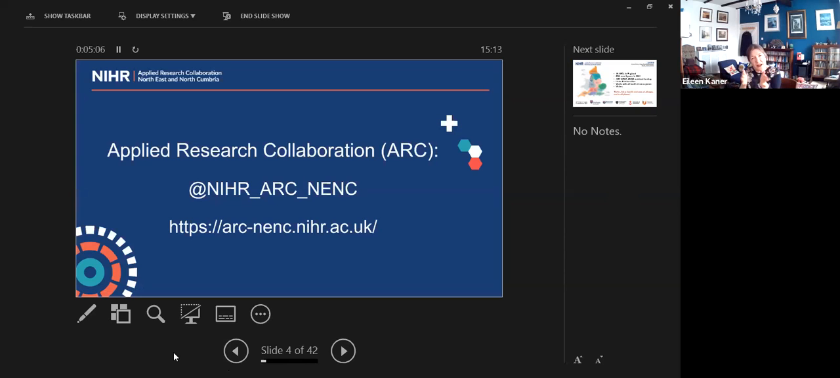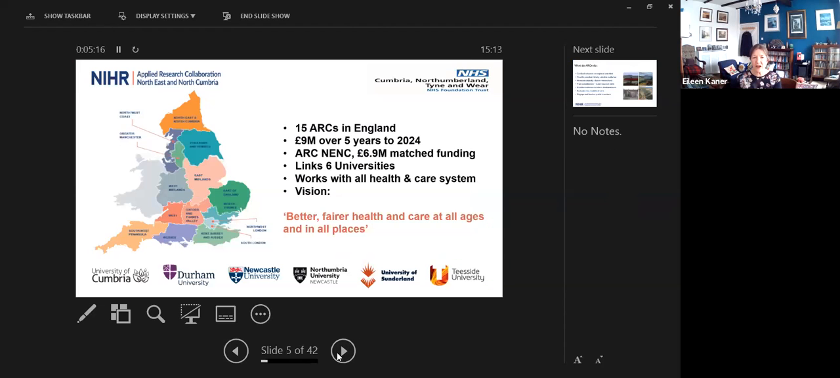So I'll work broadly alphabetically, but there's a couple of places where my system slips up, and I'll explain myself when we get there. So what is the Applied Research Collaboration? Well, firstly, how many are there? There's 15 of these ARCs all across England, and our ARC is at the very top of this diagram in orange, and we cover the whole of the northeast and North Cumbria.